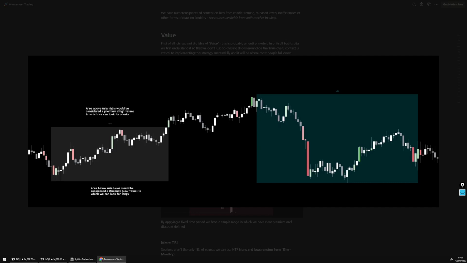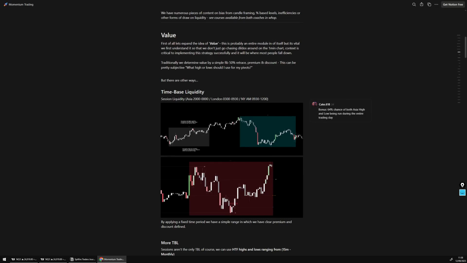So the area above Asia highs would be considered a premium, high value, in which we would look for shorts. Area below Asia lows would be considered discount, low value, in which we can look for longs. Okay, so this is just a very, very simple way of utilizing a fixed time period in which we have a simple range. In that range, we can determine premium and discount.